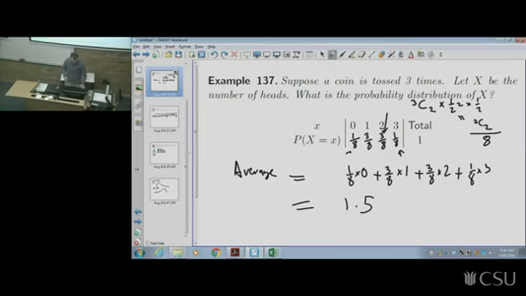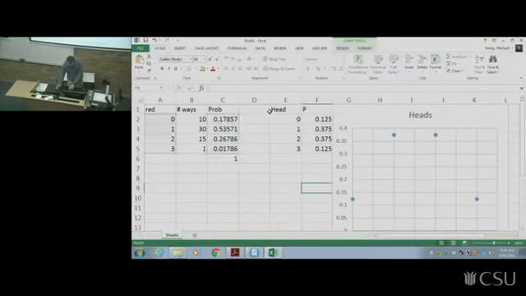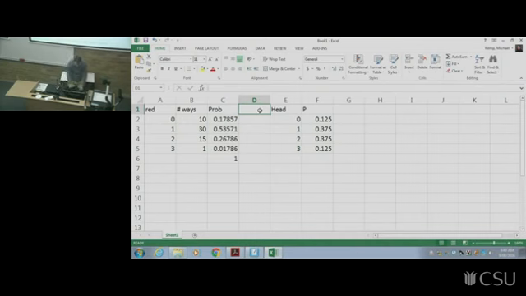But let's get Excel to do these two cases for us. So what we're going to do here is we're going to do the number times the probability. So get each of those, and then we're going to add them up.